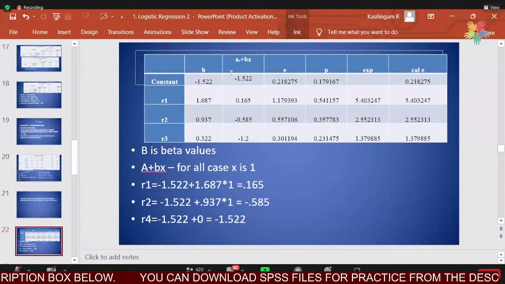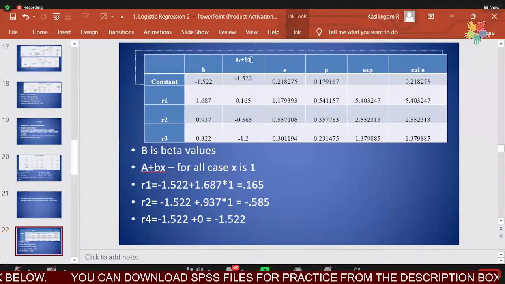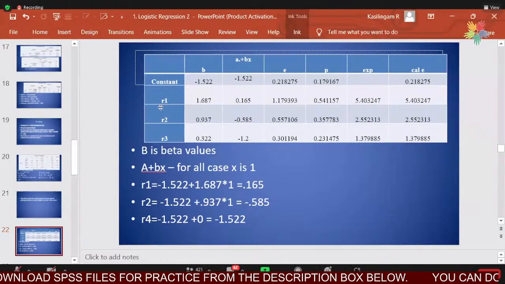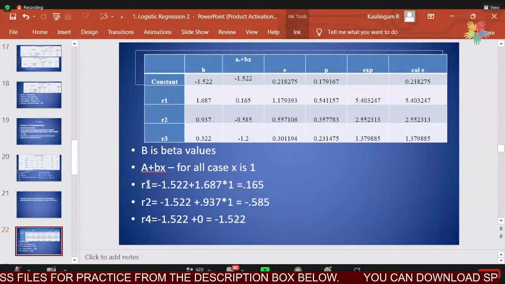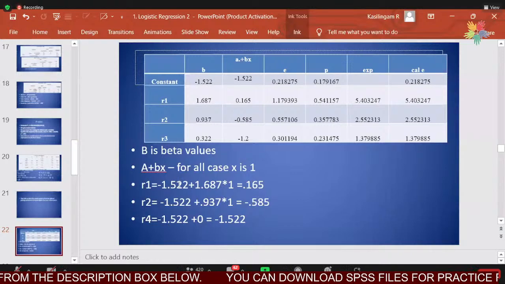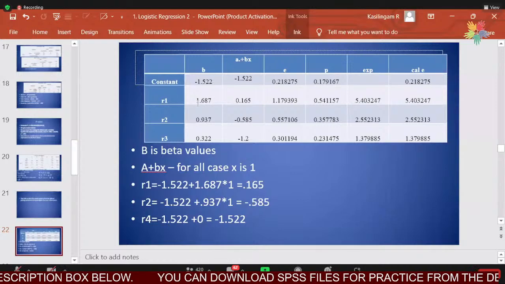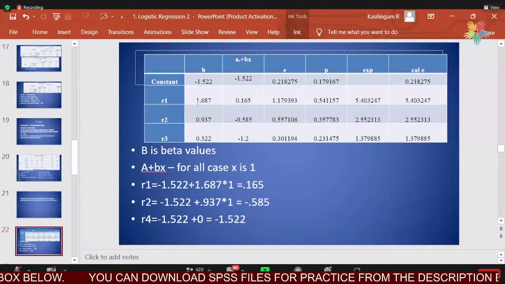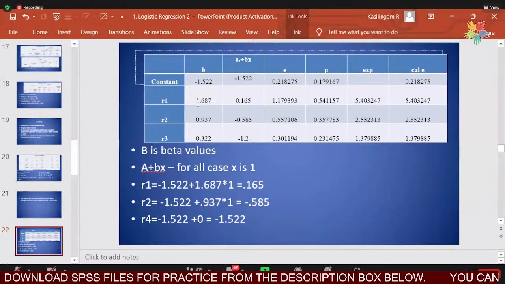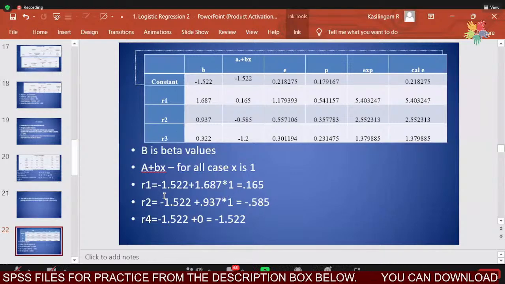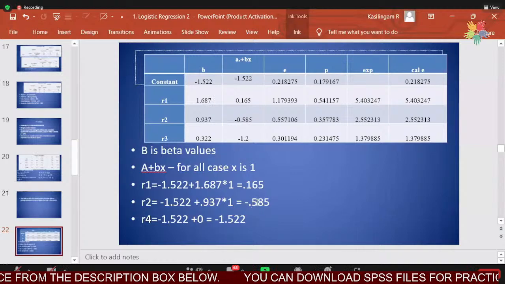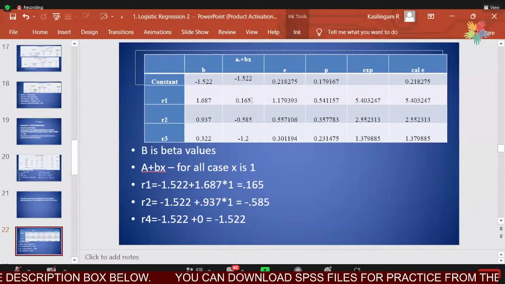Now e to the power a plus bx. What is a? This is the same. Bx is your constant, bx is 0, right? So for a rank 1 institution, a is the rank 1 institution, R1 is a, that is minus 1.522 plus beta 1.687 into 1. Because for that variable rank 1, we might have put 1 for rank 1 institution and all others 0. So minus 1.522 plus 1.678 into 1, which is equal to 0.165, that I have written.